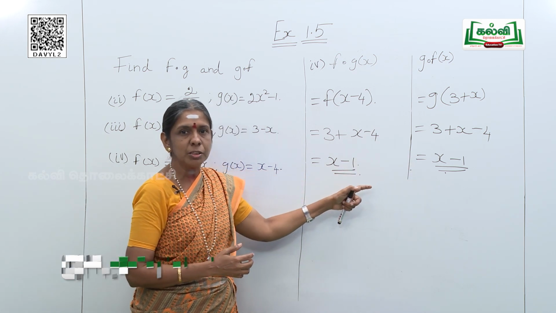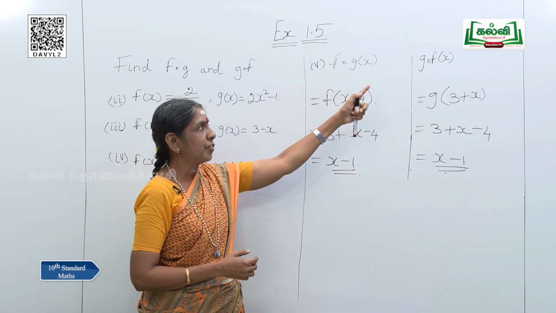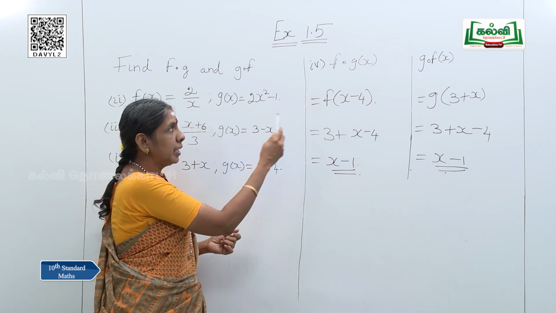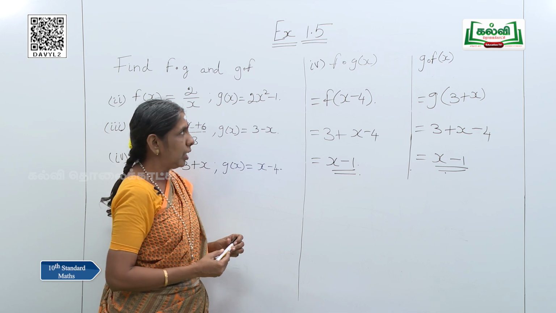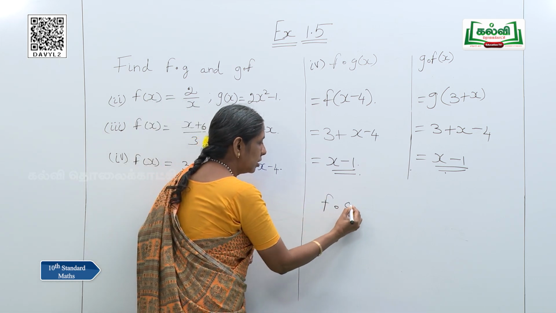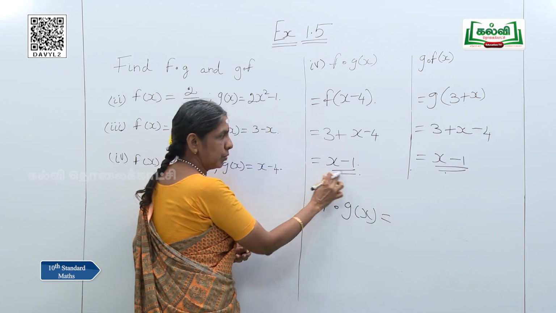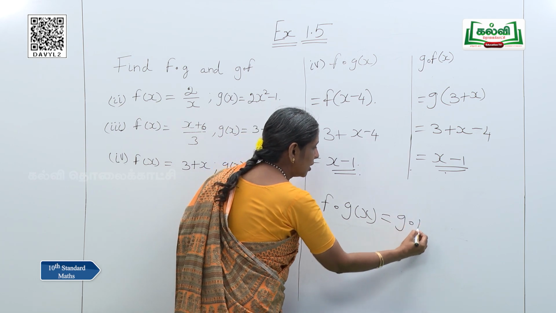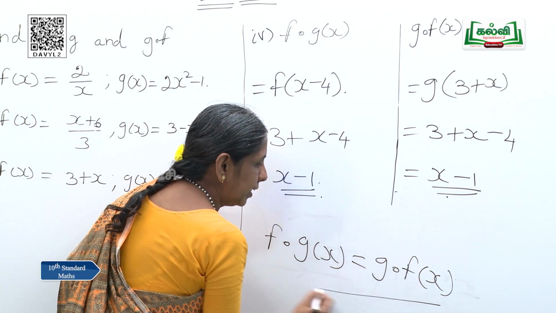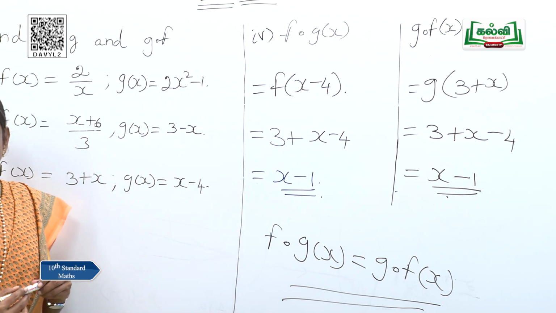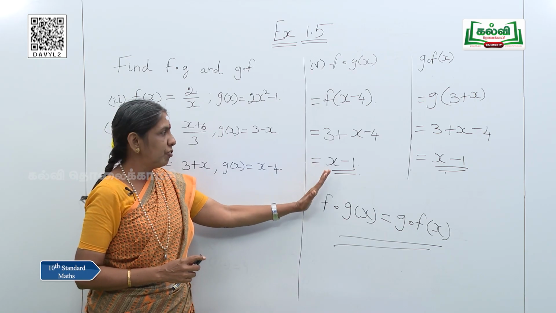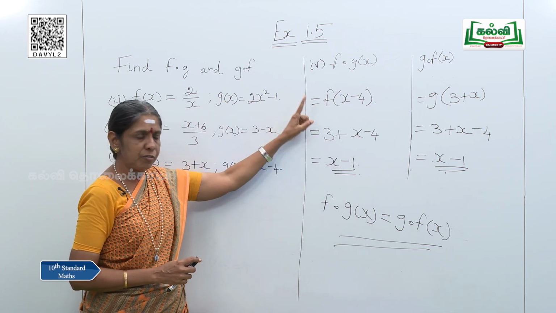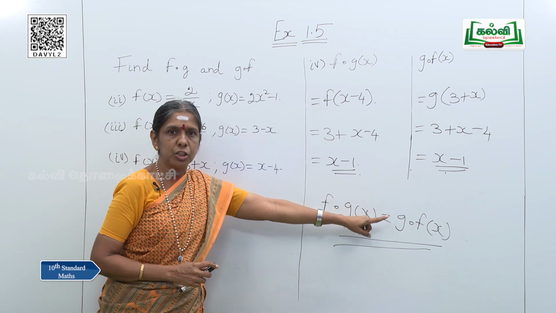So, in certain sums, you may get f dot of g of x is equal to g dot of f of x. It is a special type of function where we get both the functional values to be equal. That is, f dot g of x is equal to x minus 1 and g dot of f of x is also equal to x minus 1. Therefore, in this sum, we get the two functions to be equal in variable of x. Whatever be the value of x, the functional values are going to be the same. That is, f dot of g of x is equal to g dot of f of x.